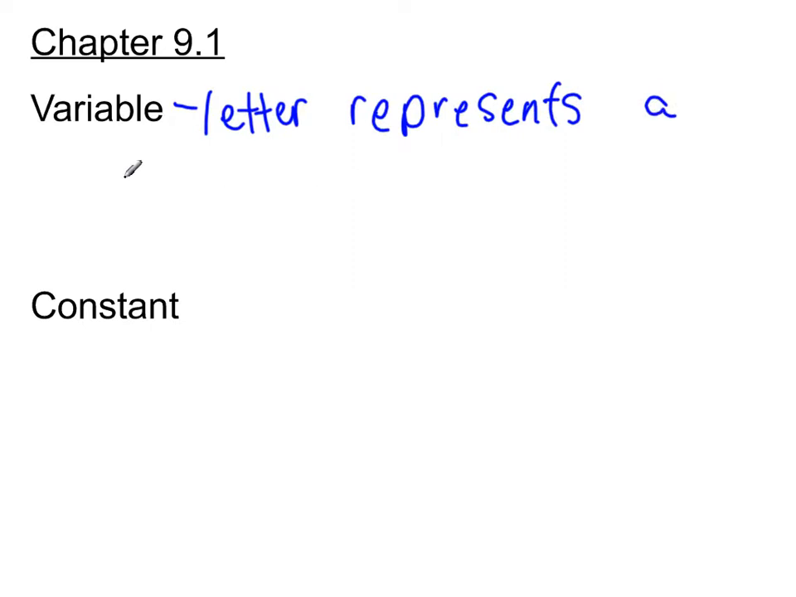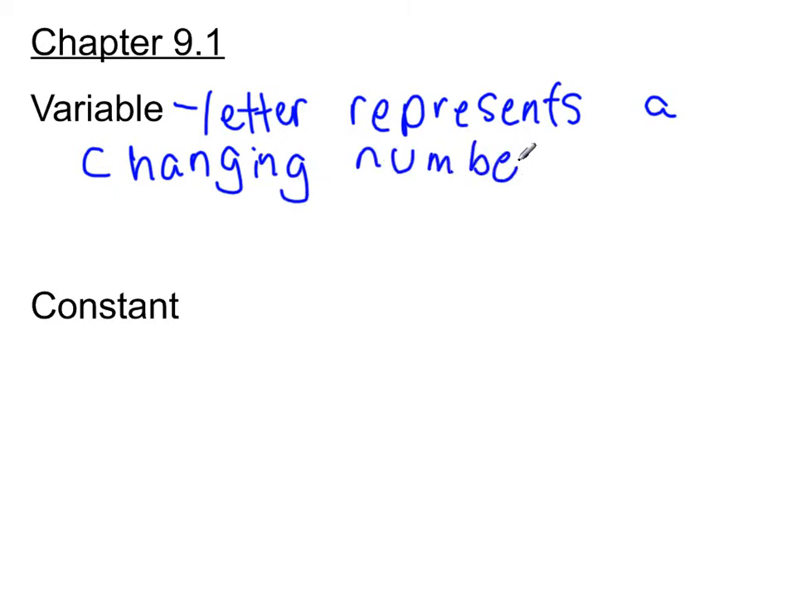Now, variable, there's a lot of different definitions out there. The one that we're going to talk about is a letter that represents a changing number. You're probably thinking, okay, what do you mean by a changing number? That's a good question. Something that doesn't stay the same. For example, let's say I let t, and this is an example, not always so, t equals time.